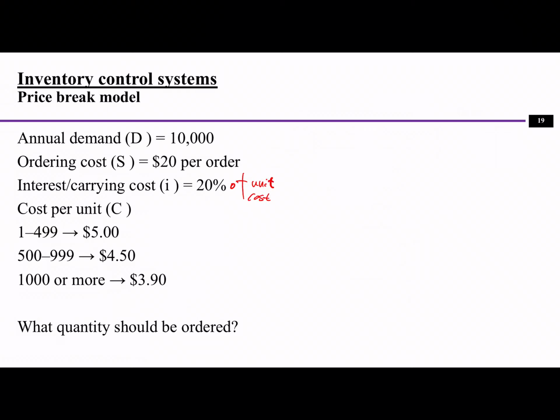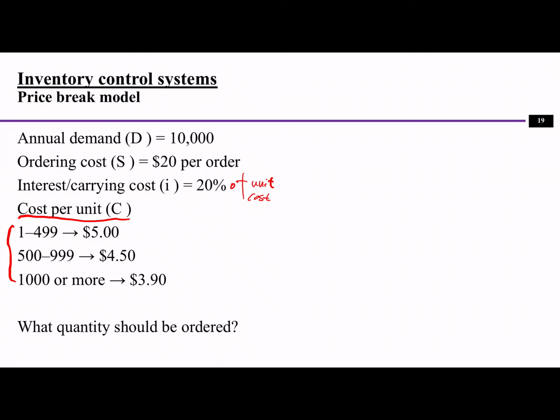For example, if you are holding televisions, each television is about $600. Then 20% of that, you can calculate, is $150 of carrying cost for the whole year. It also gives our cost per unit, which is always the same value. Here, our supplier actually gives us a price break.